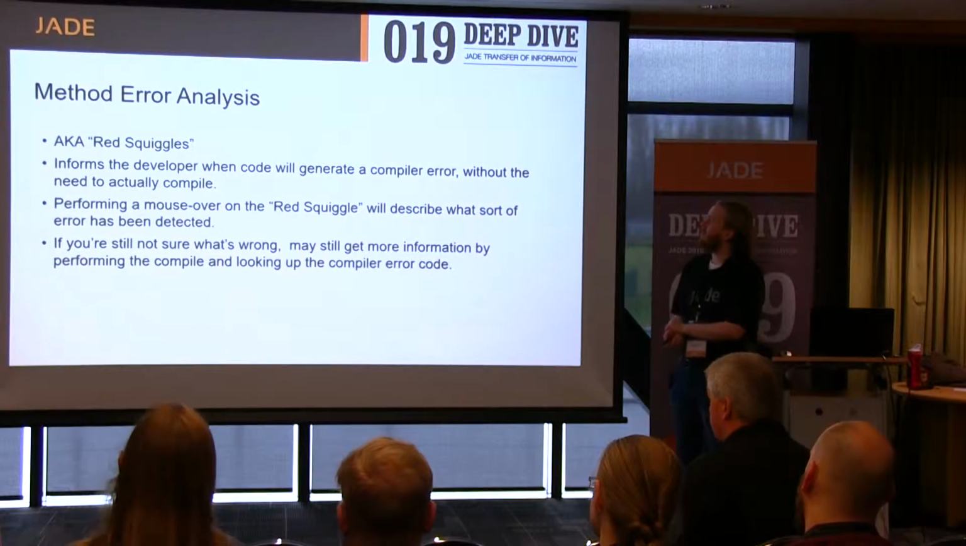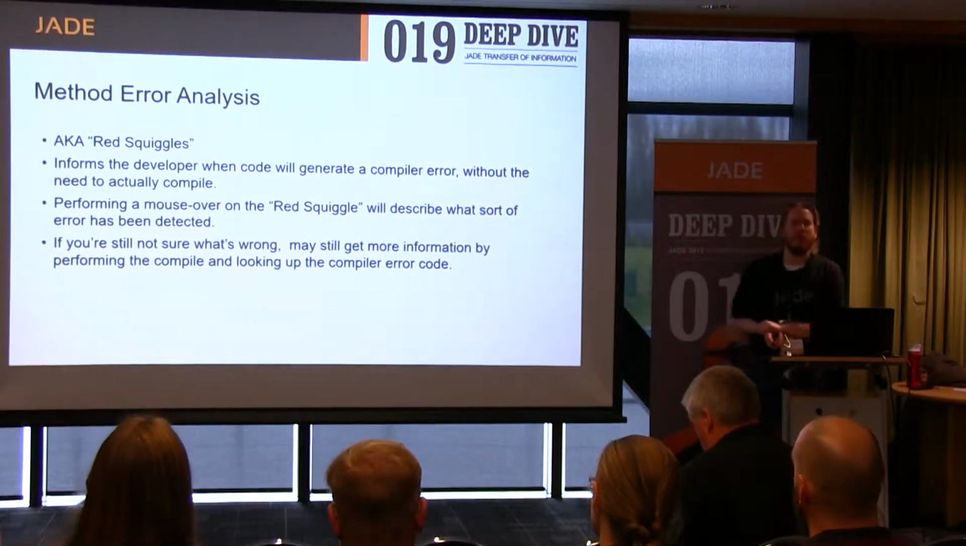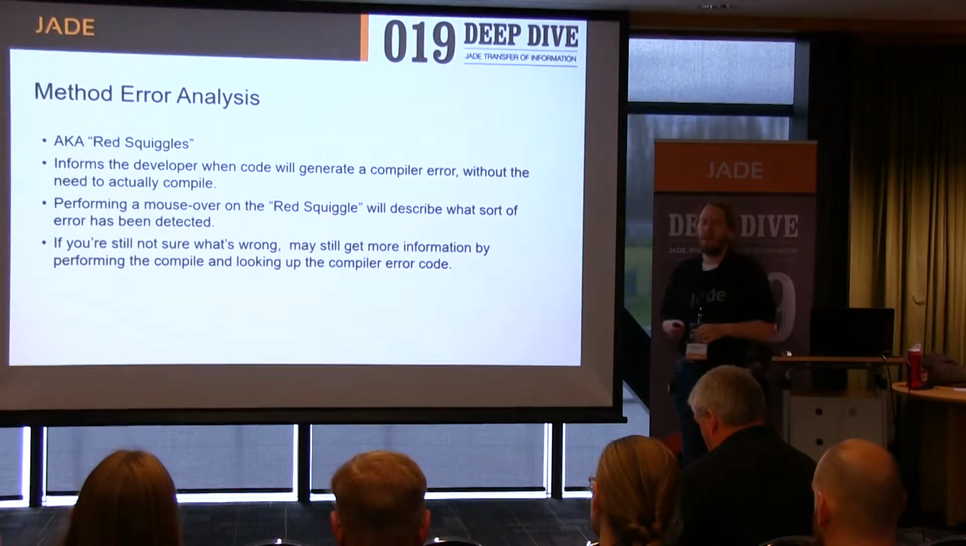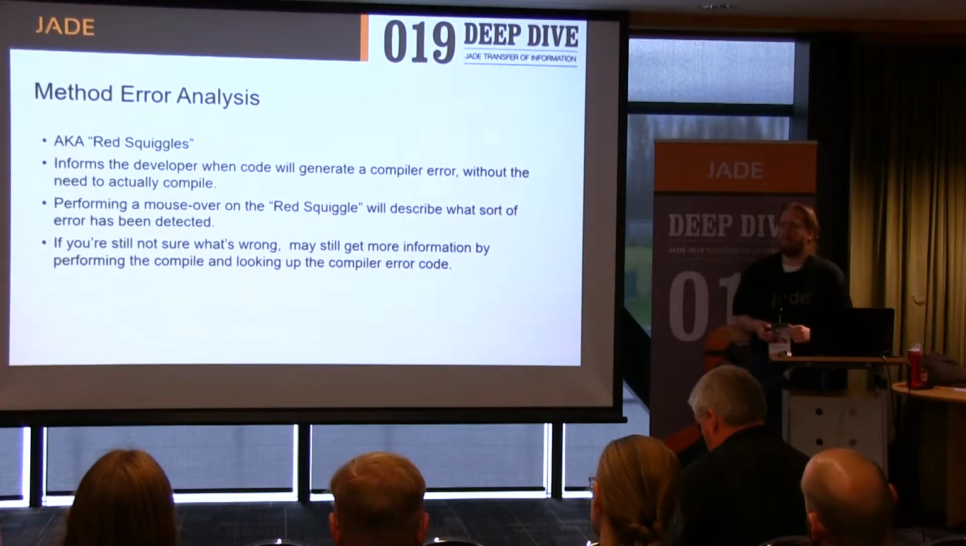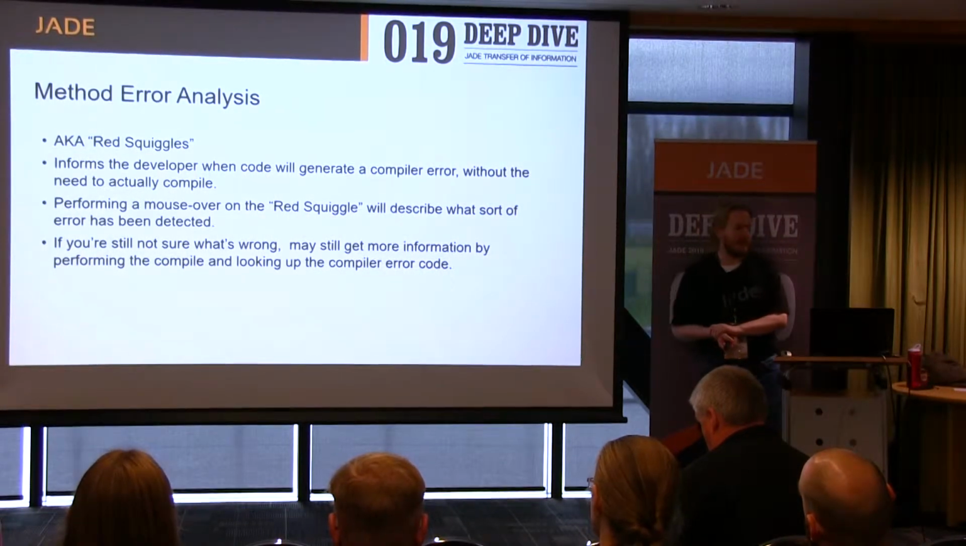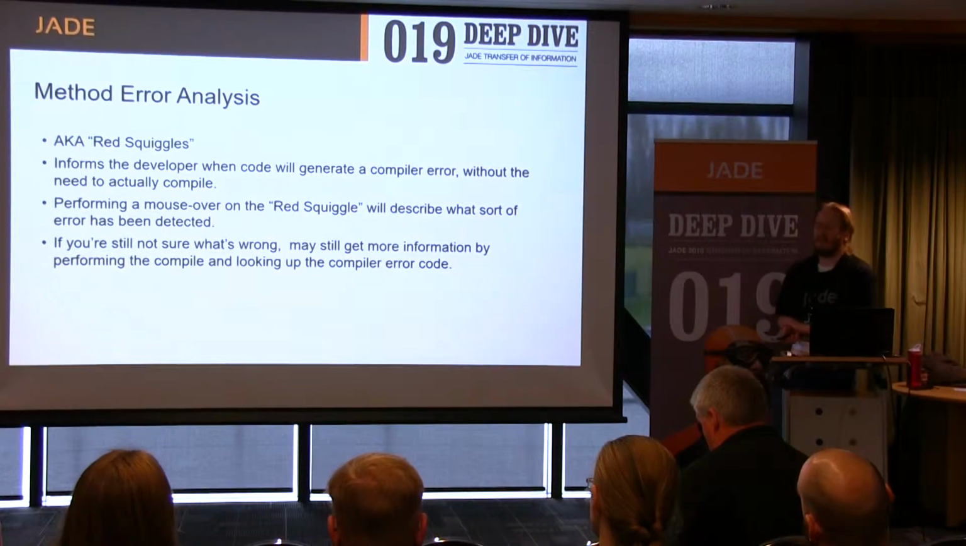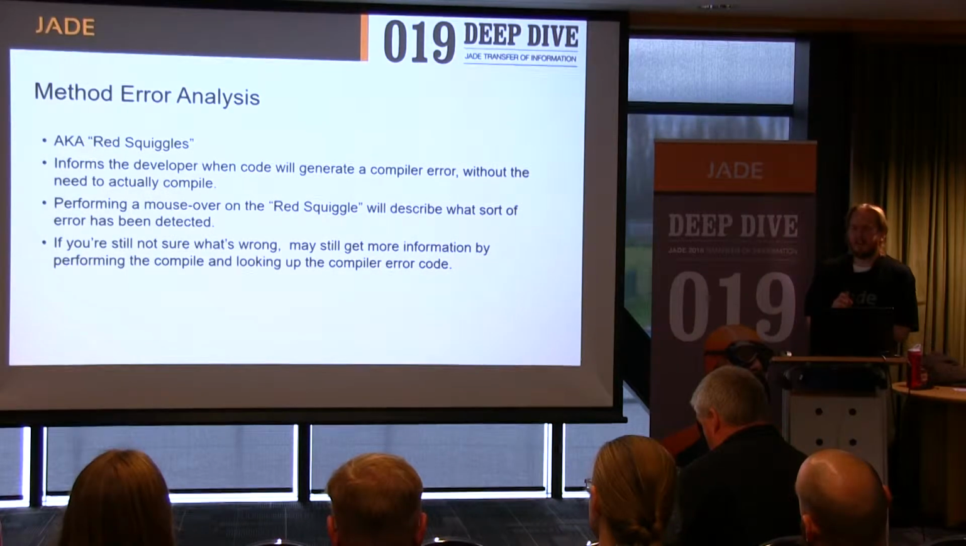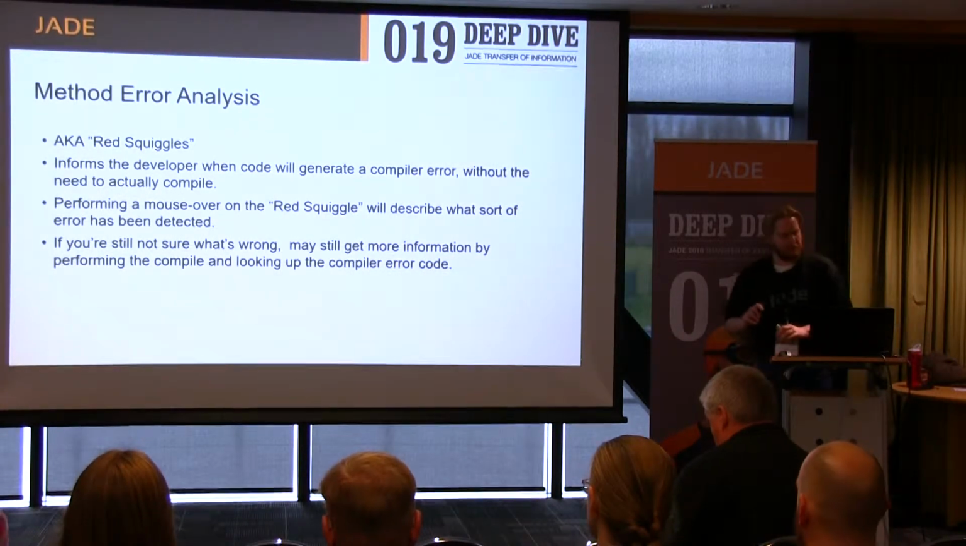Method error analysis. This is what I call red squiggles. This is when you're typing away and you've made a little bit of a mistake in your code. Maybe you've forgotten a semicolon at the end of the line. It's always something I quite embarrassingly do. Feels kind of bad when that happens. So it's good if it points it out straight away so that you can fix it up.